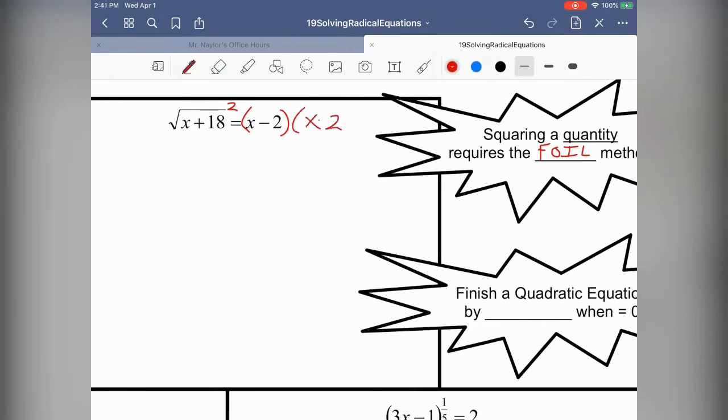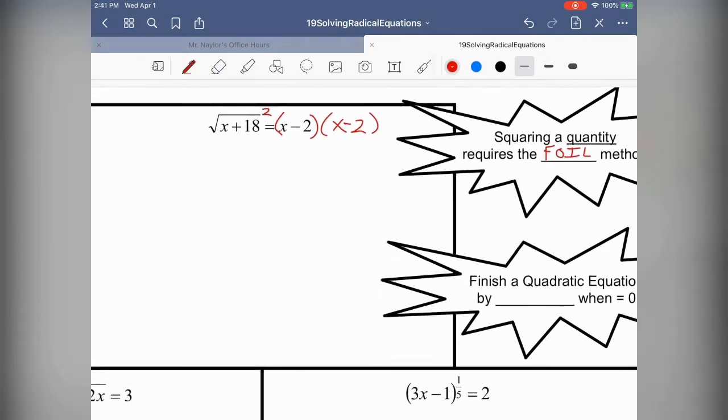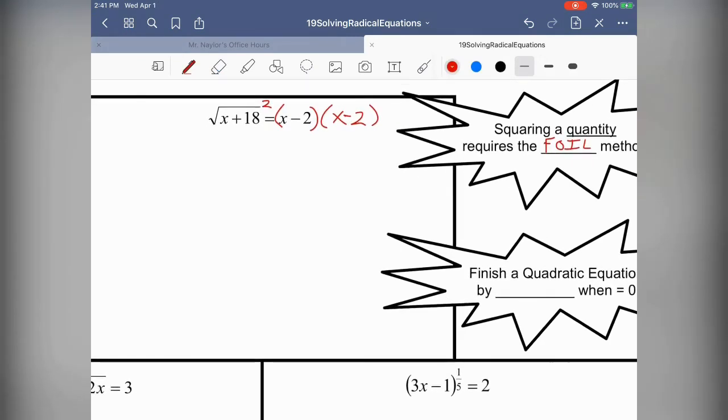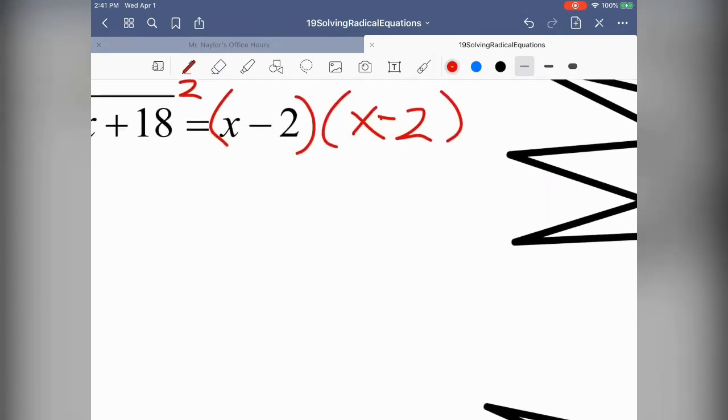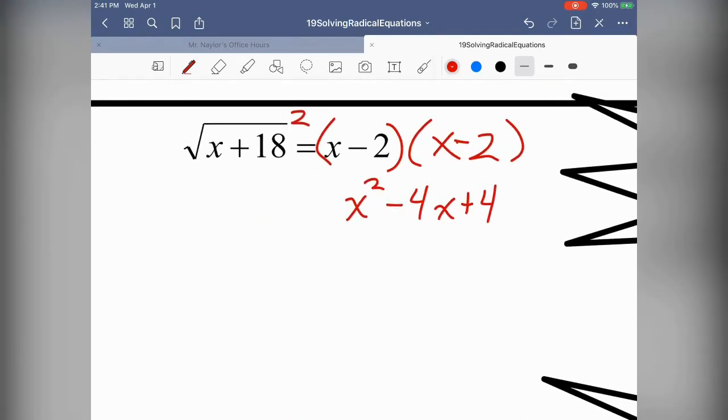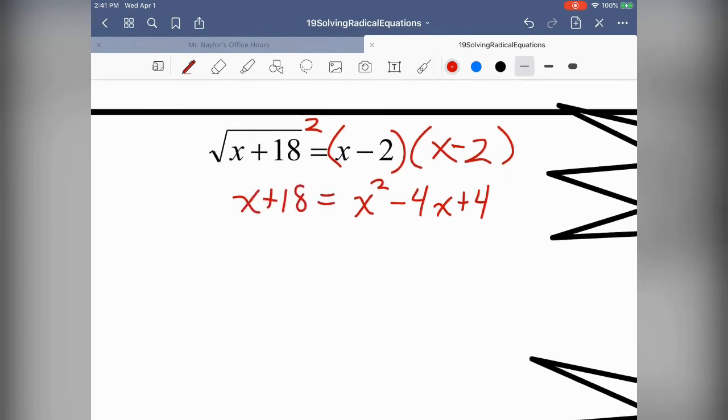Now, again, that's the FOIL method, so no math teacher nightmares. Rather, how about an x squared minus a 4x plus a 4. Now, when you square the left-hand side, you get a nice little cancellation, so you just get x plus 18.